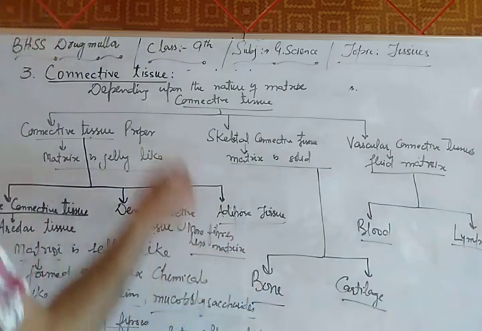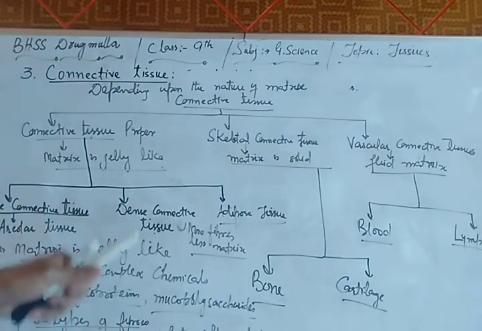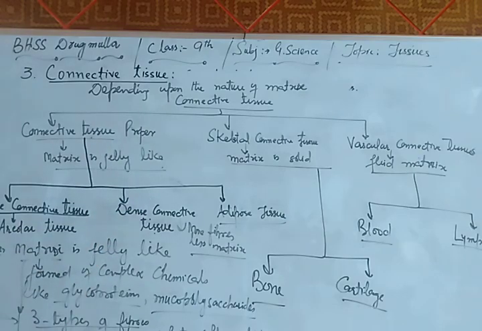This was just the outline classification of the connective tissue. We will be dealing with all these tissues, that is the areolar tissue, the tendons and ligaments, the adipose tissue, the bone, the cartilage, blood and lymph, one by one in our consecutive lectures.